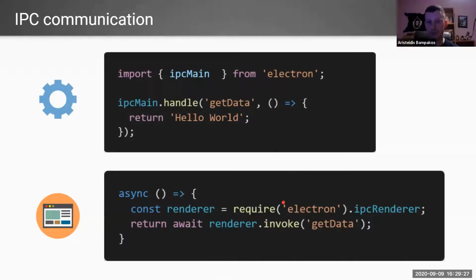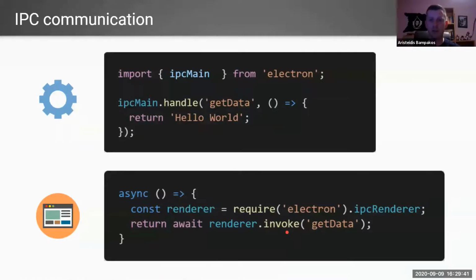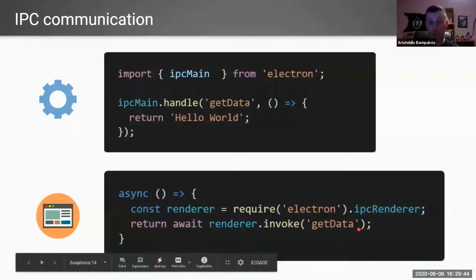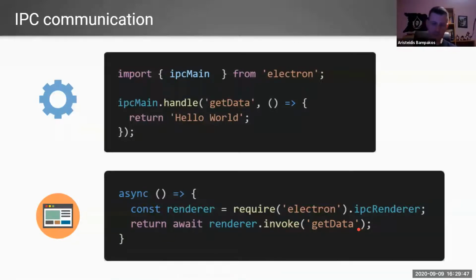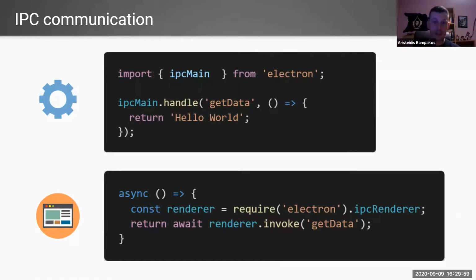Now, in the render process, we use an object similar to ipcMain, which is called ipcRenderer, and we can use specifically the method invoke to call the event that we have just created above. In case we want to pass some arbitrary data to the main process, we can use the second parameter of the invoke method of the renderer. Now, please notice that IPC communication is promise-based. So in the renderer process, we can use async await syntax.